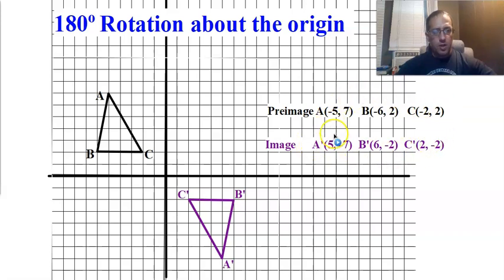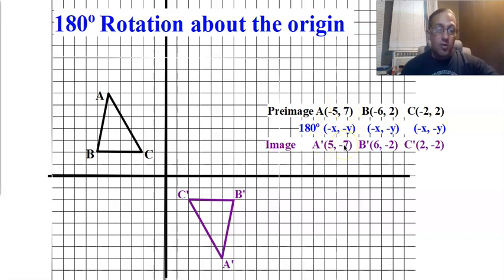So what happened here? Well, we've got the same numbers, they're in the same order, they just changed signs, didn't they? And that's all we do. So for a 180-degree counterclockwise rotation, all we do is take our x and y and change the sign. If they were negative, they become positive. If they were positive, they become negative.